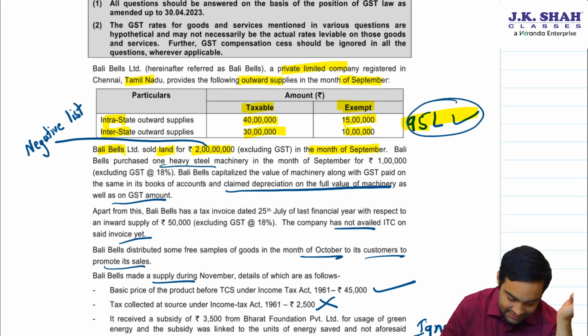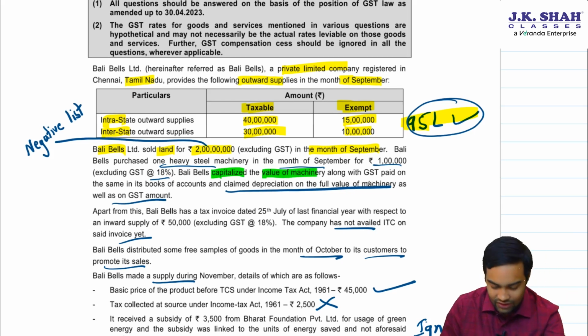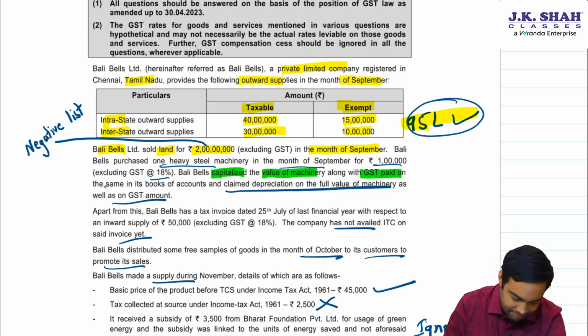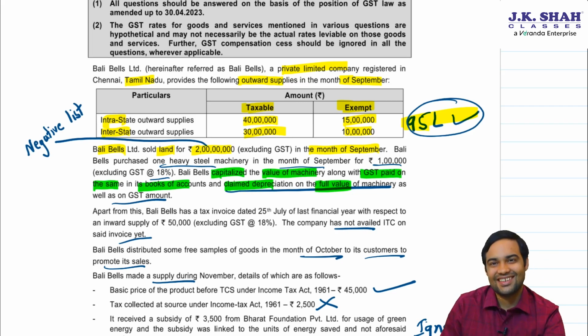Bali Bells purchased one heavy steel machine in the month of September for 1 lakh excluding GST of 18%. Bali Bells capitalized the value of machine along with GST paid on the same in the books of accounts and claimed depreciation on full value of the machine. Now once you claim depreciation on full value including GST, are you eligible for ITC? The answer is no. So in this case, you will not get ITC of GST paid on machine.